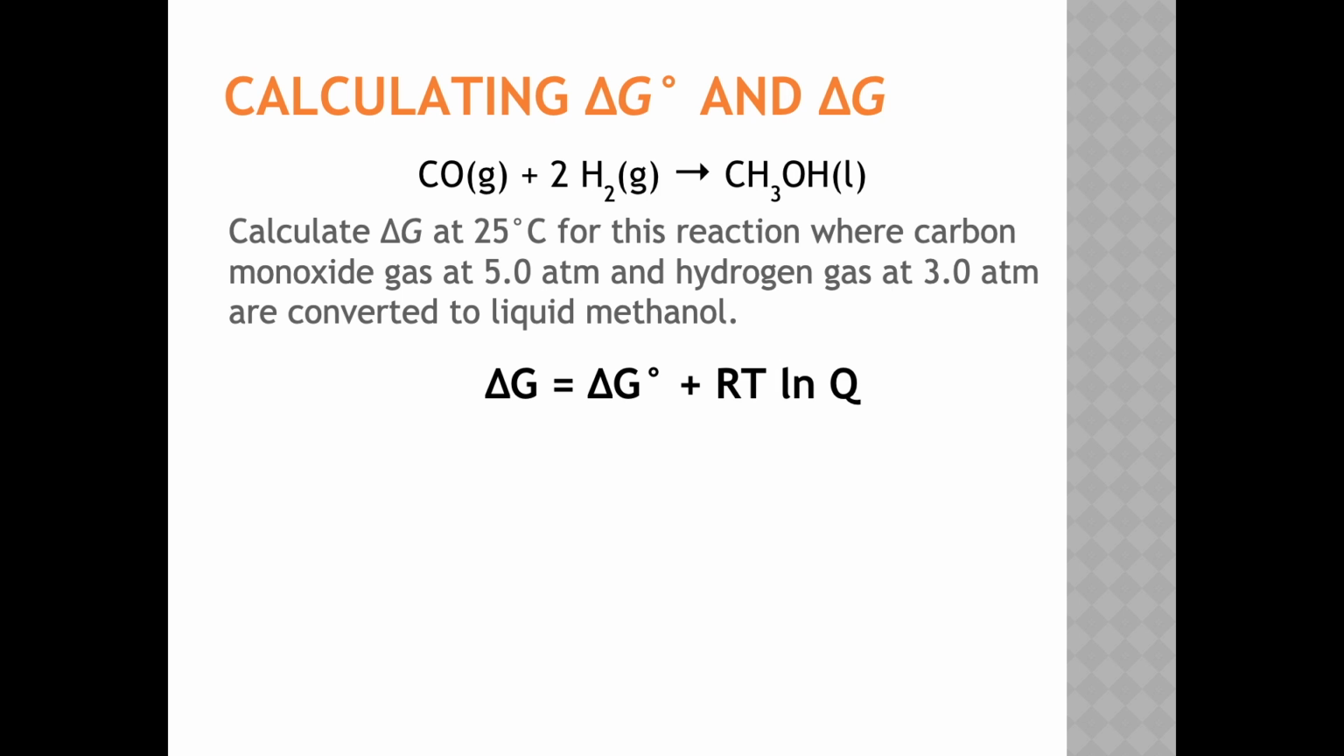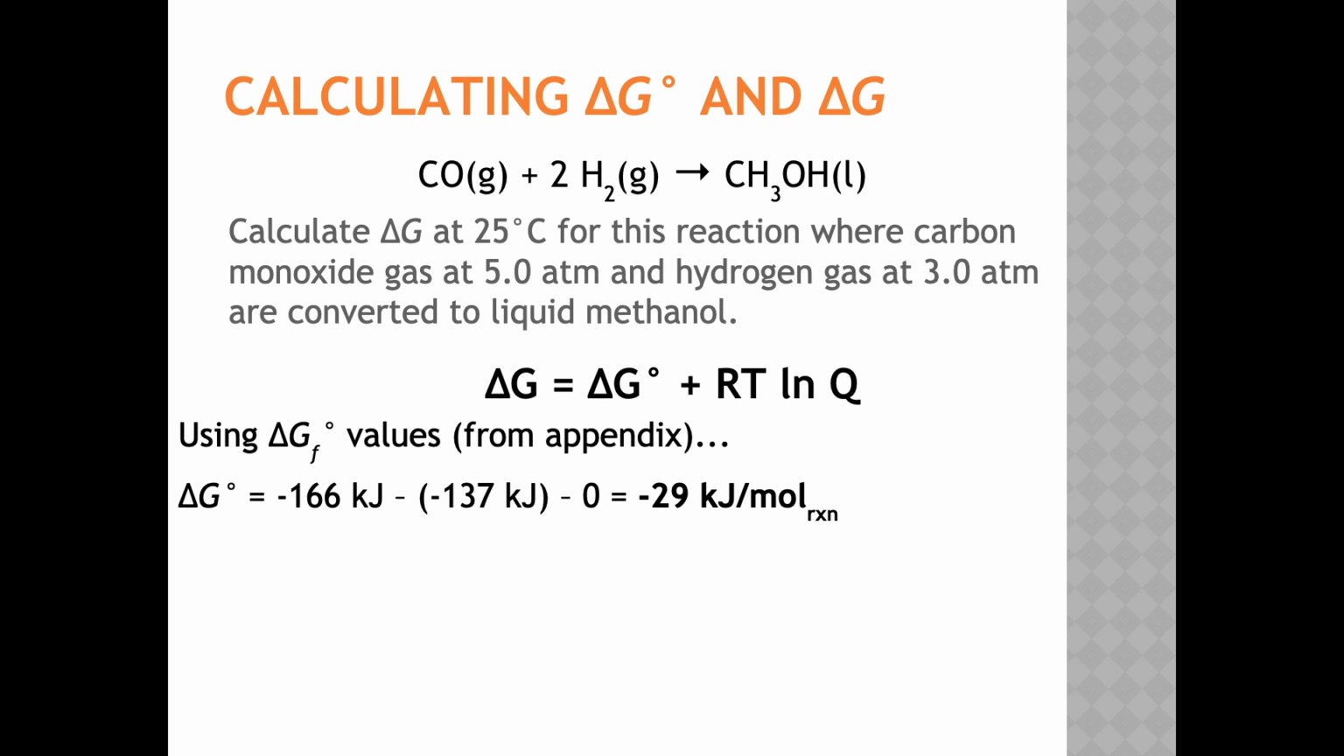So one method for synthesizing methanol involves reacting carbon monoxide and hydrogen gases as shown here. Let's calculate the free energy change associated with this reaction at 25 degrees Celsius, but not under standard pressures, with 1 atmosphere of each gas, but instead with 5 atmospheres of carbon monoxide and 3 atmospheres of H2. We'll need to determine the standard free energy change, and we'll need to determine Q.